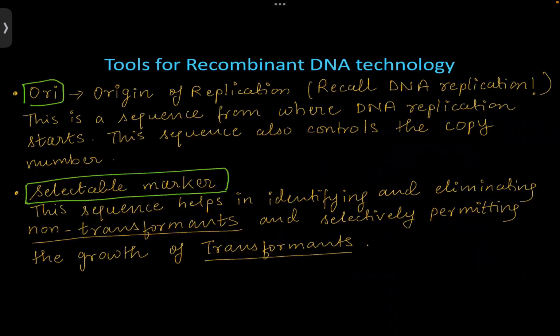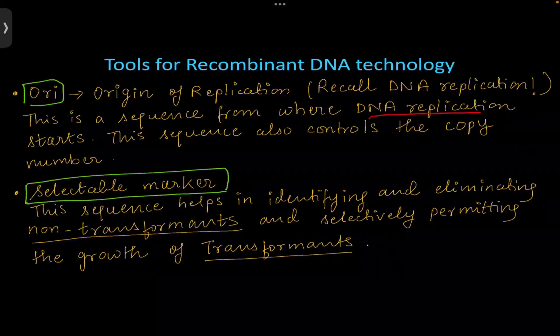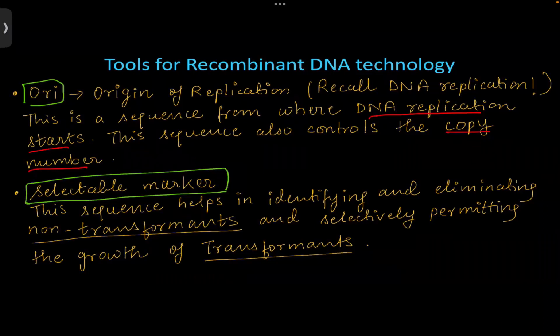Now, ori, as I already told, is a sequence from where the DNA replication starts. And this sequence has another role. It also controls how many copies will be made as a result of replication. Basically it dictates how many times the DNA replication process will be repeated, and ultimately how many copies of the recombinant DNA or the plasmid vector will be formed.